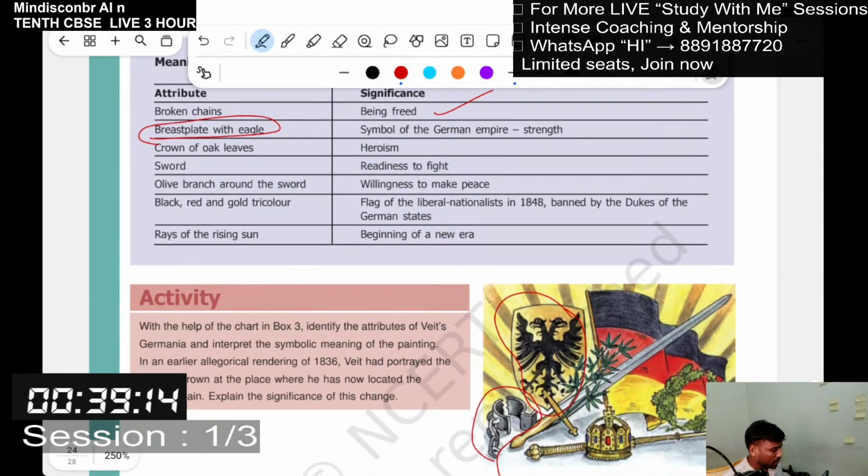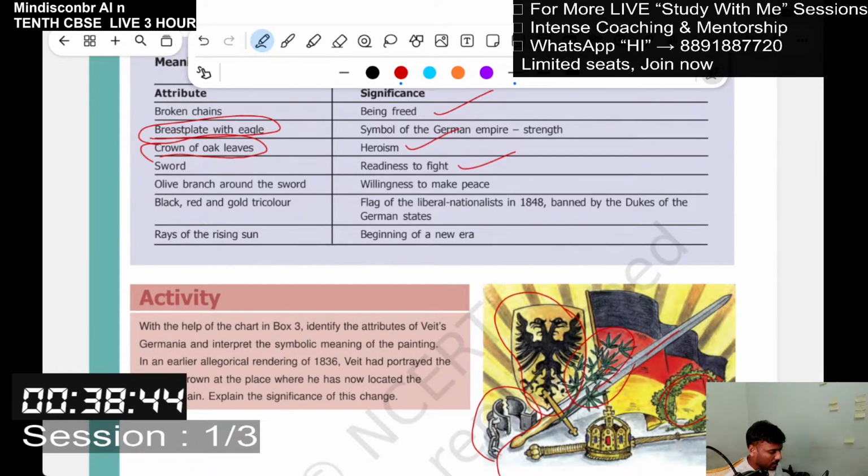Then the crown of oak leaves means heroism. The sword means readiness to fight. This is the sword, and the crown of oak leaves is this one. And the olive branch around the sword implies willingness to make peace.